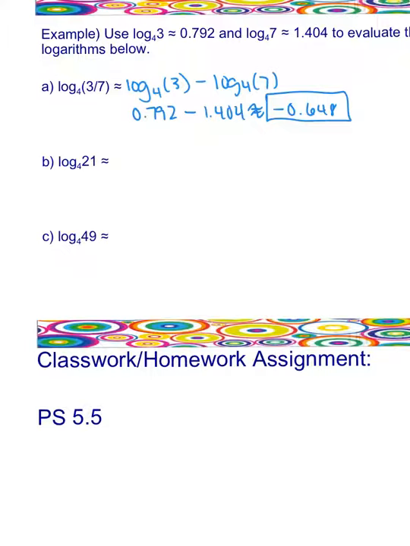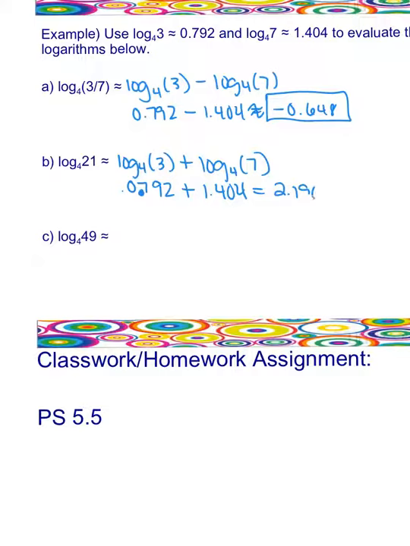Now the next one, I've got log base 4 of 21. So I know that 21 is equal to 3 times 7. So I can rewrite this logarithm as log base 4 of 3 plus log base 4 of 7. So now when I change these into my approximations, I've got 0.792 plus 1.404. And when I add those two numbers together, I get 2.196, approximately.